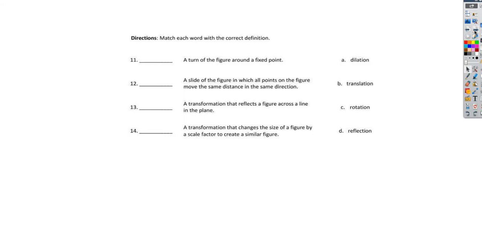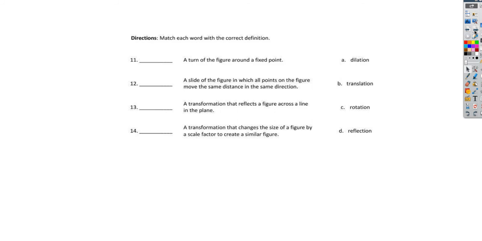So our directions match each word to the correct definition. Number 11. A turn of the figure around a fixed point. Is that A, dilation, B, translation, C, rotation, D, reflection? Number 12. A slide of the figure in which all points on the figure move the same distance in the same direction.